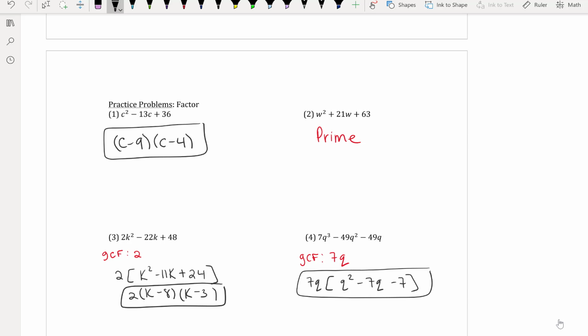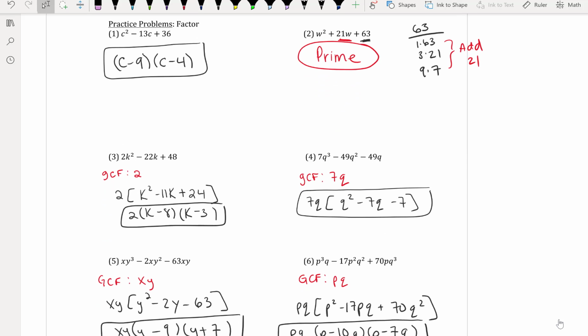Well, hopefully you guys took my advice and paused, and here are your answers. Hopefully you worked that out. For that first one, I got c minus 9 and c minus 4. For the second one, the multiples of 63 are 1 times 63, 3 times 21, and 9 times 7. There is no way that any of these combinations are going to add up to 21, which is that middle term. So this does not factor, therefore it is prime. Even if you did the AC method, it wouldn't have worked.